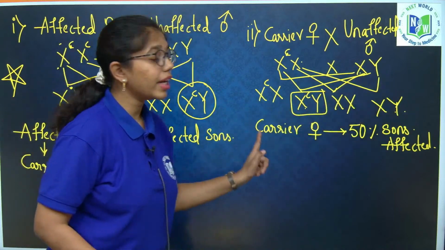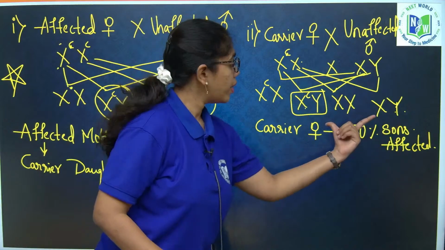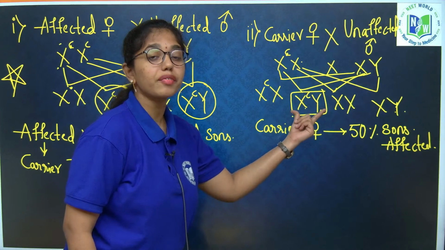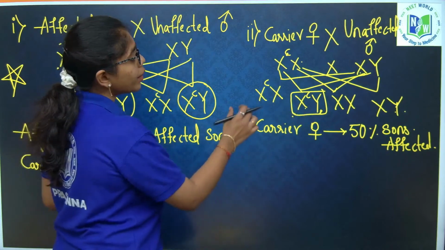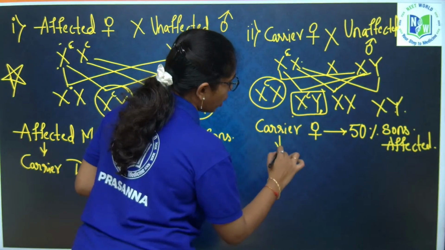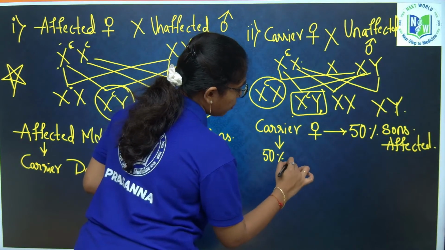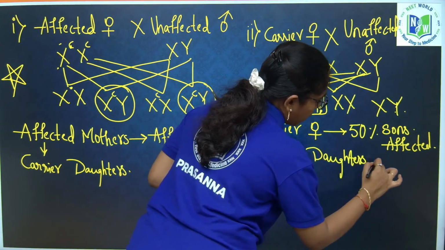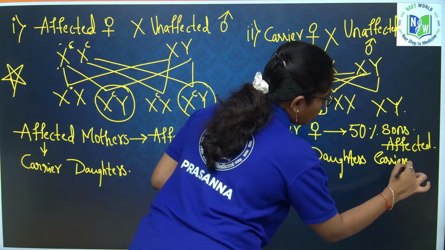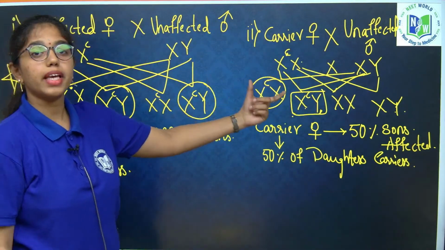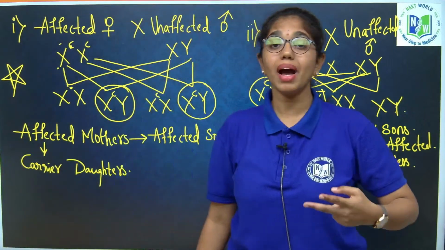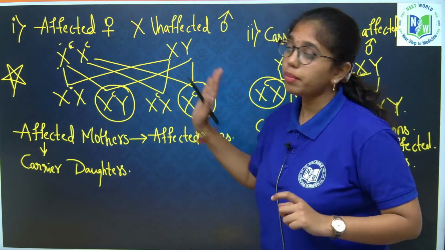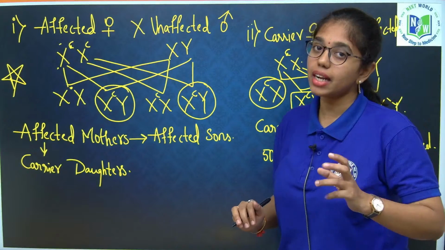Don't look into the complete offsprings. I am only talking about sons. When you consider the sons of F1 generation, only 50% probability is there where they can get affected. If you look into the daughters, 50% of the daughters can be carriers. This set of crosses is applicable for two types of diseases. What are they? Color blindness and hemophilia. Many a times the questions are asked from color blindness and hemophilia only, which are X-linked recessive disorders.